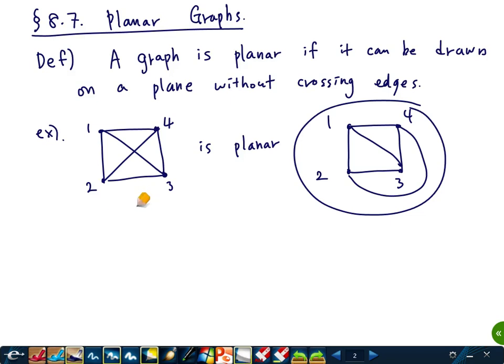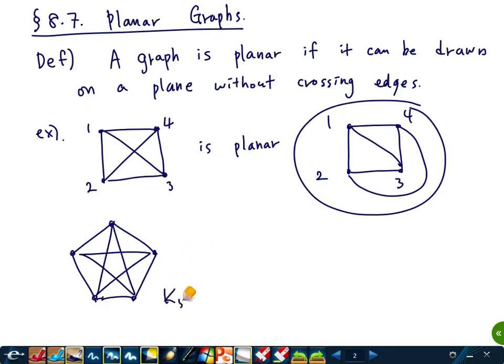And let's see another example. By the way, this is a complete graph with 4 vertices. Complete graph means every 2 vertices are connected. Here is complete graph with 5 vertices. This is K5, right? 5 vertices, and every pair is connected. Every pair of vertices is connected by an edge. Is this planar?